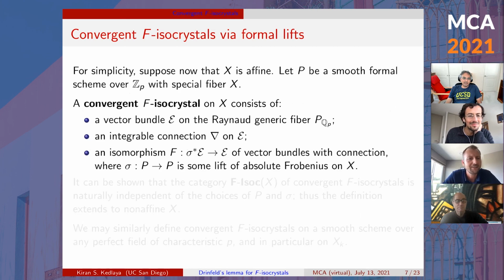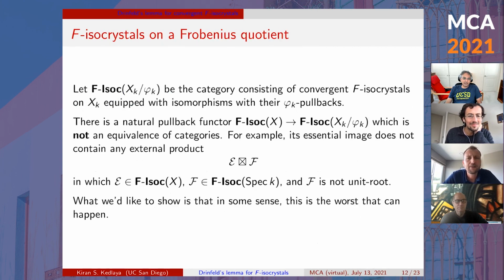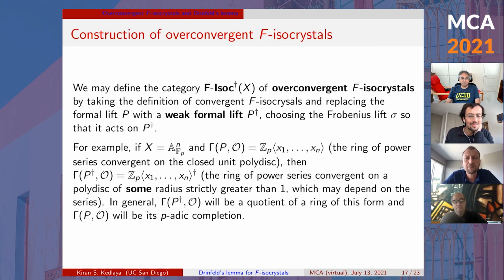Well, if I go back to this slide, convergent isocrystals are made out of power series that are convergent on a closed polydisk, and overconvergent isocrystals are made out of this ring, which consists of power series that overconverge. They converge with a larger radius. So that's generally where that terminology comes from. It's referring to convergence on a closed disk versus convergence on an unspecified larger disk.